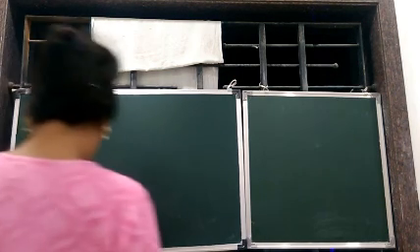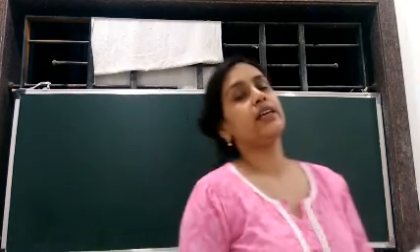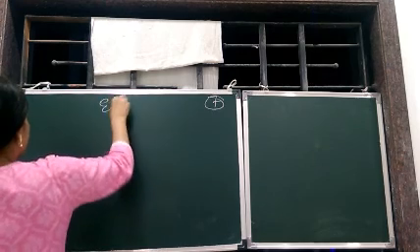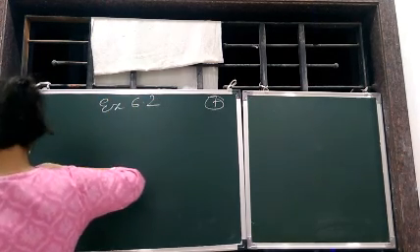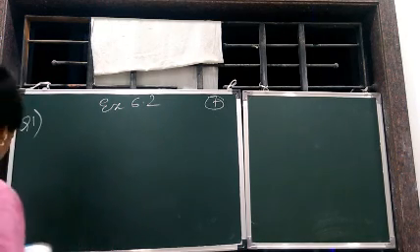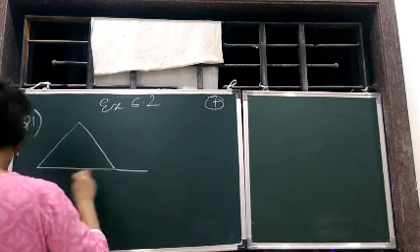Exercise 6.2. We have done the property, that is, the measure of the exterior angle is always equal to the sum of the two opposite interior angles in any triangle. So exercise 6.2, you can do it in the book itself if you want. I have no problem. No need to waste your time.